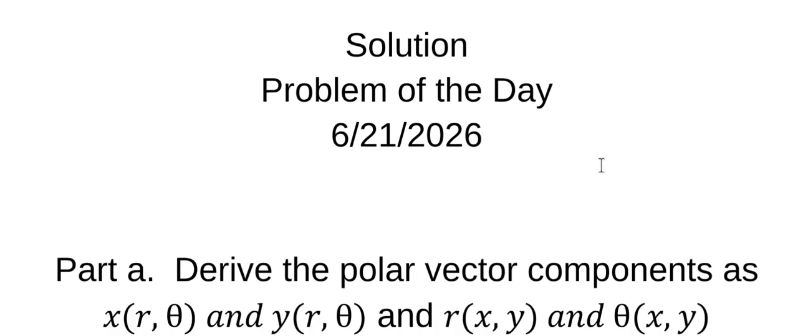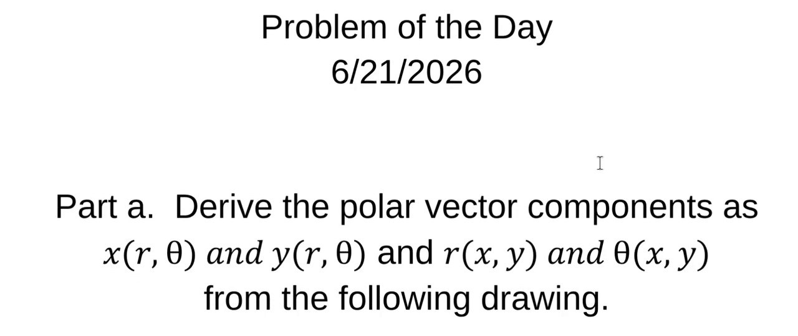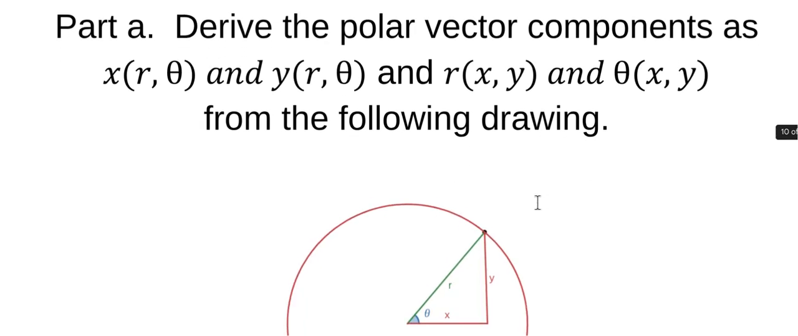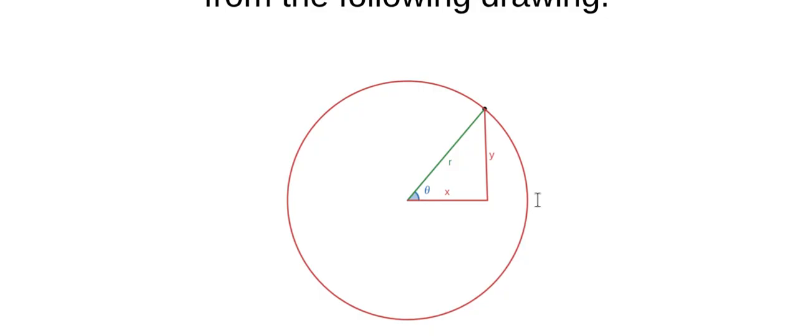Part A, derive the polar vector components as x being a function of r and theta, y being a function of r and theta, and then the opposite, r being a function of x and y, and theta being a function of x and y, from the following drawing. Now, I'm sure that no one had much trouble with this.